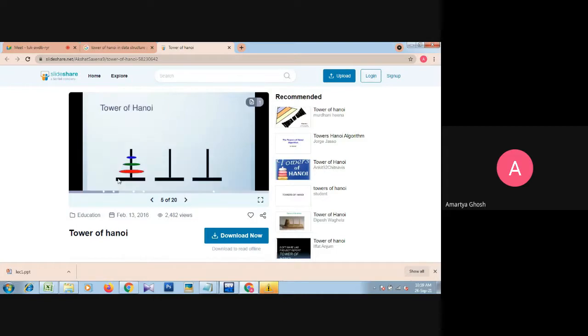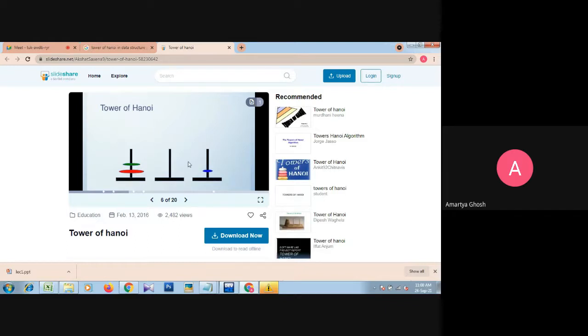So here is the example. Here you can see there are three discs with different colors, but the number of stands is the same, fixed at three. First we can shift this topmost disc, if we consider this is A, B and C stand, from A stand to either B stand or C stand, because both are empty. So we just shift it to C stand.